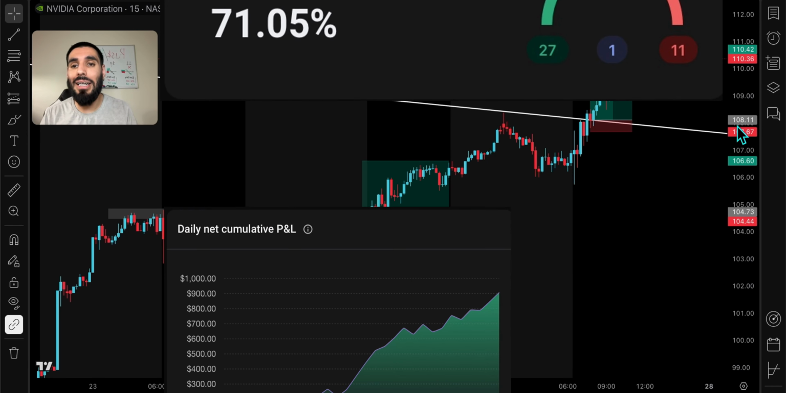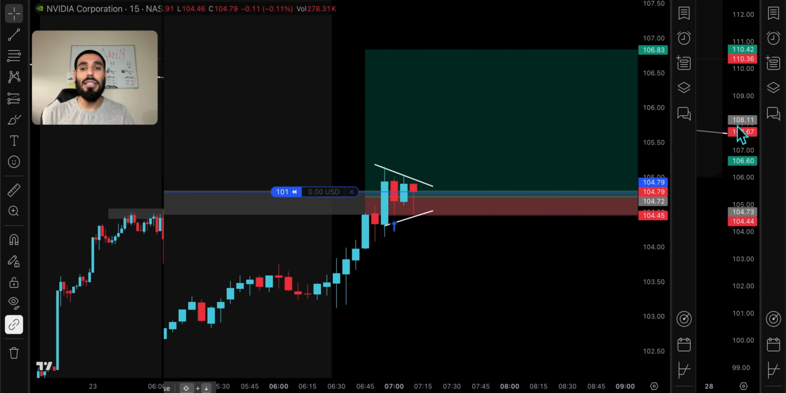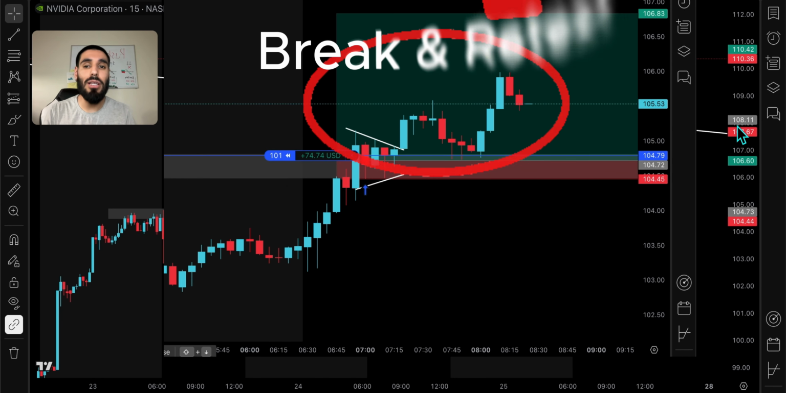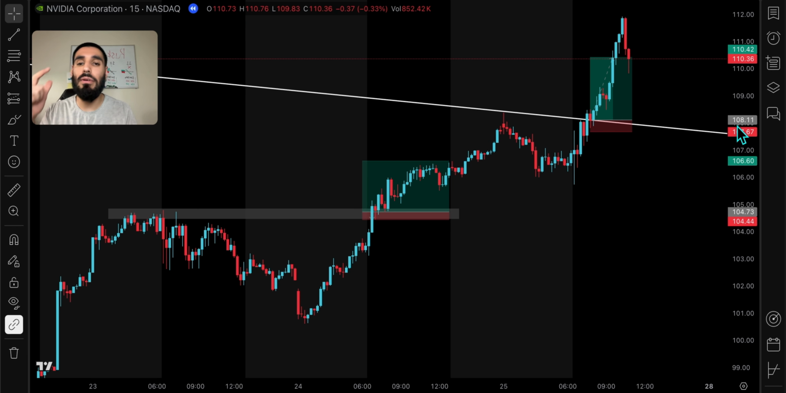This is how I make money in the stock market using a very simple strategy called the break and retest off very simple levels. Anybody can use this strategy. If you can find any level in the market, you can trade the break and retest strategy.